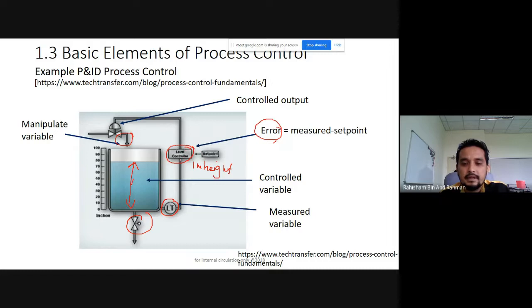Error: the difference between the input and output, that is what we call error. We have the set point, and we have the measured value. So the difference will become the error. This is the one that we want to minimize as much as possible.